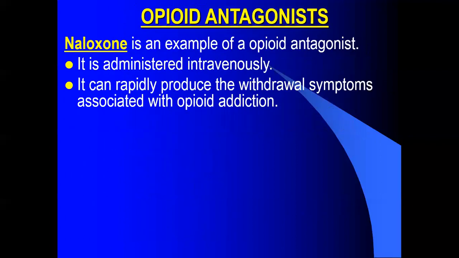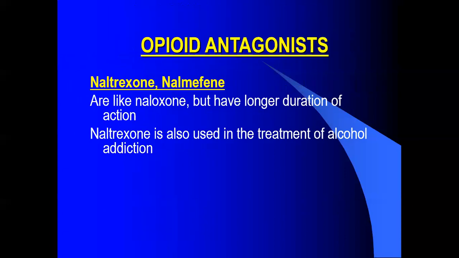Naloxone is the best example of an opioid antagonist. As I told you, this is the most commonly used antagonist for the opioid receptors. It is administered intravenously and it can rapidly produce the withdrawal symptoms associated with opioid addiction. The others, naltrexone and nalmefene, are like naloxone but have a longer duration of action as compared to naloxone. Naltrexone is also used in the treatment of alcohol addiction.